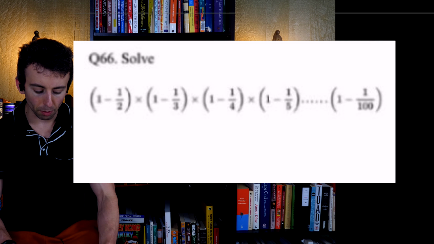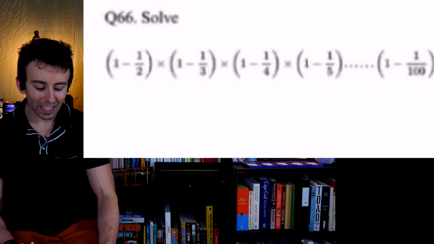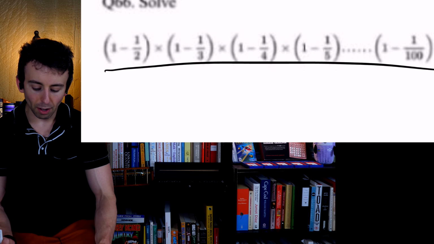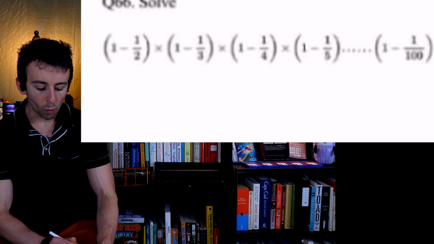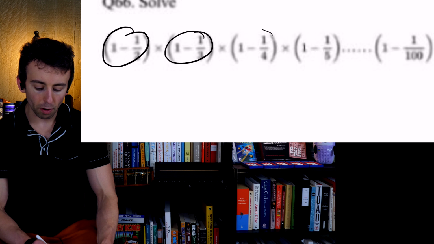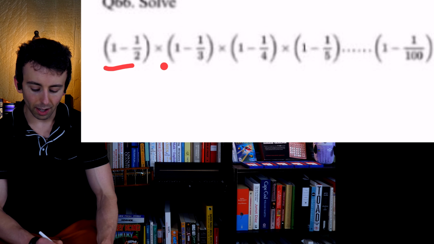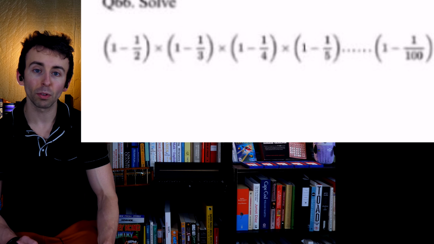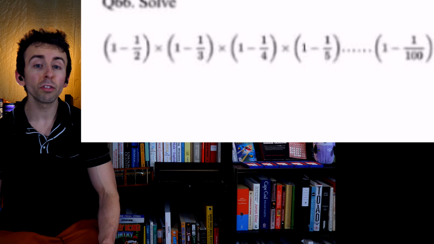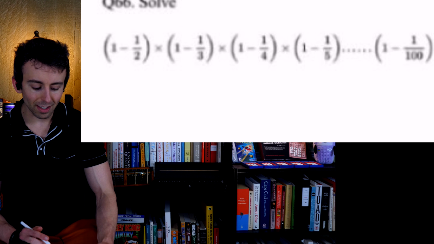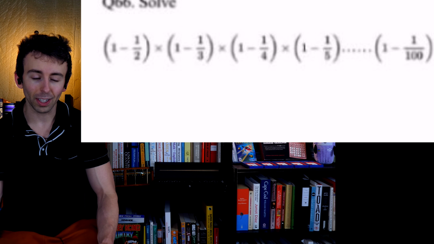I've blown them up in all their blurry glory. You can see what this one is, question 66. We're trying to evaluate the product: 1 minus a half, 1 minus a third, 1 minus a fourth, 1 minus a fifth, and so on. So how do you do this? We've got 99 factors. That seems like a lot of work. Well, just start in the parentheses. If you evaluate what's inside all of the parentheses, this turns out to be a very easy calculation.